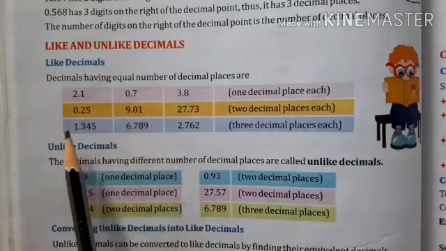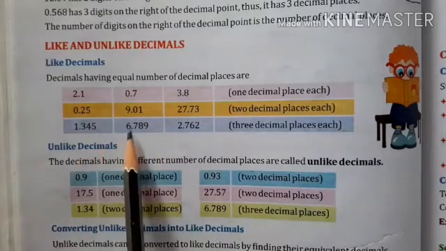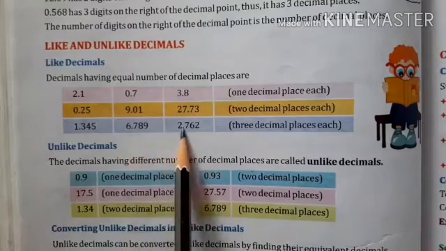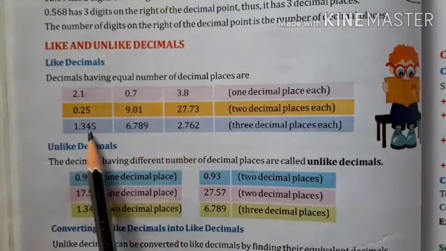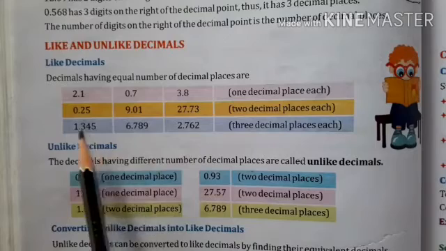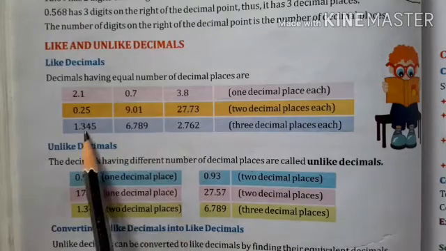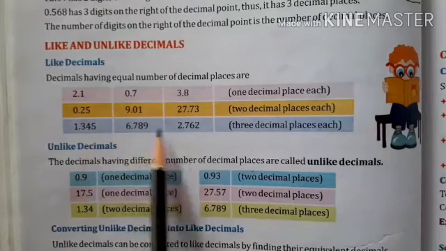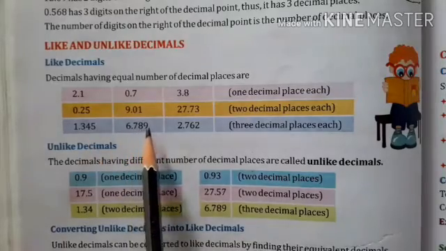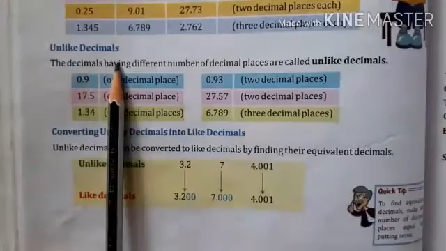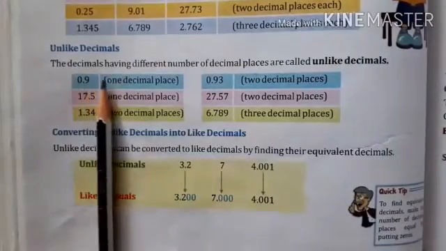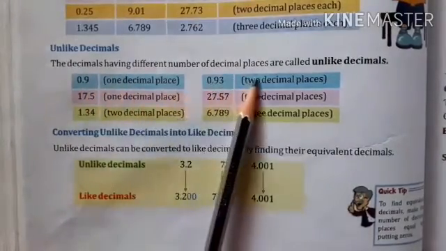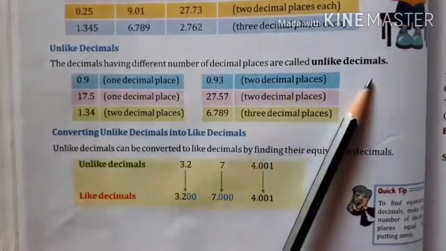Now look at here, 1.345, 6.789, 2.762. On the right side of the decimal point there are 3 digits, right? So these decimals have 3 decimal places. So these decimals are called like decimals. Now come to unlike decimals. The decimals having different numbers of decimal places are called unlike decimals.